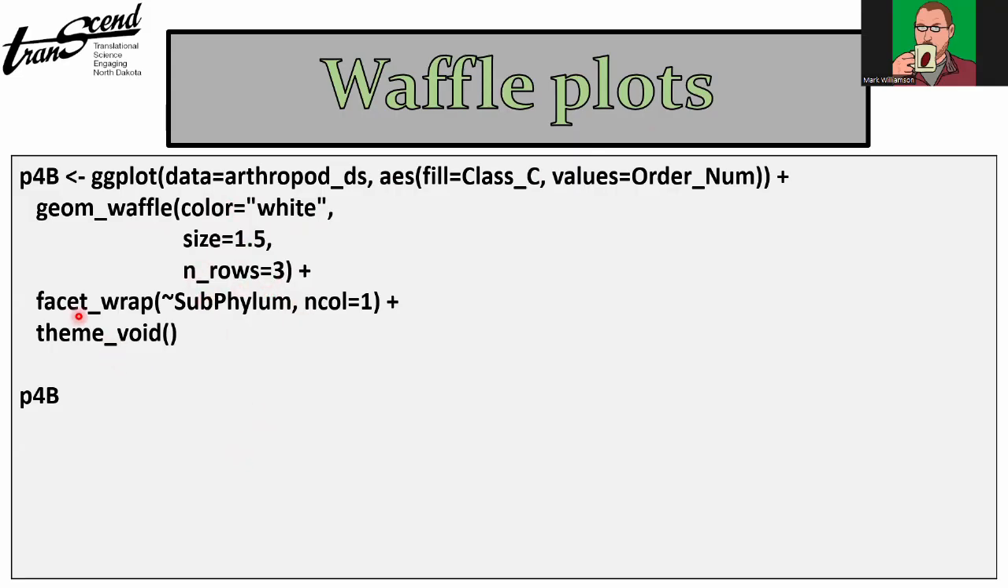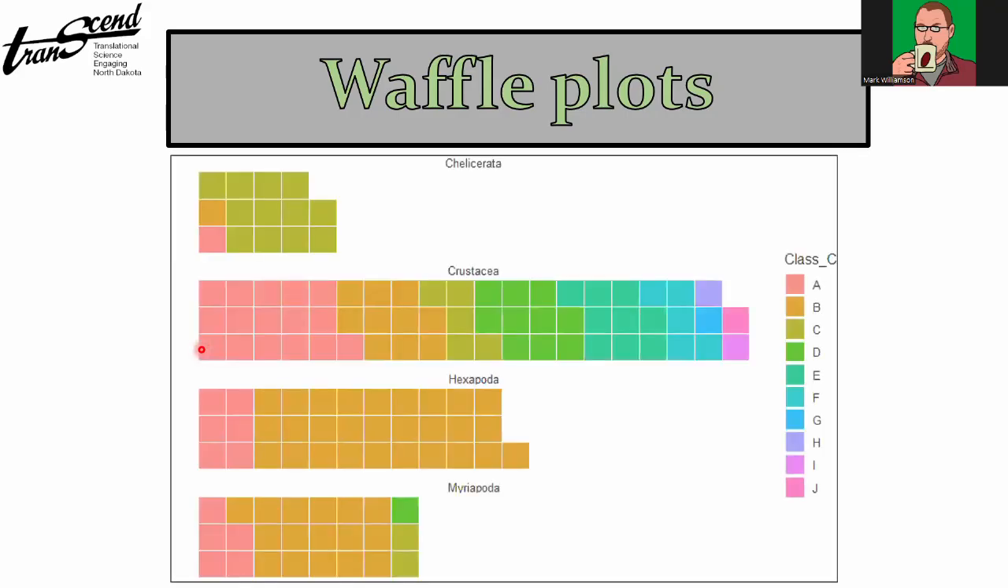And then I'm going to, again, do facet wrap to look at multiple subphylums at the same time. And do the number of columns equal 1, so they'll kind of be right on top of each other. And then to clean things up, I'll use theme void. And what we get here is a very nice waffle plot.